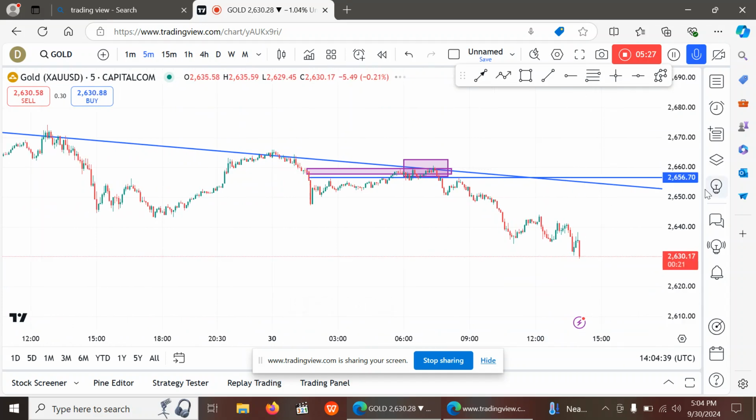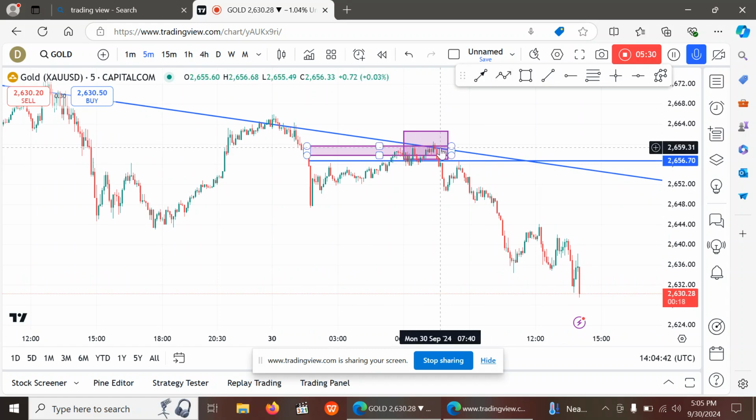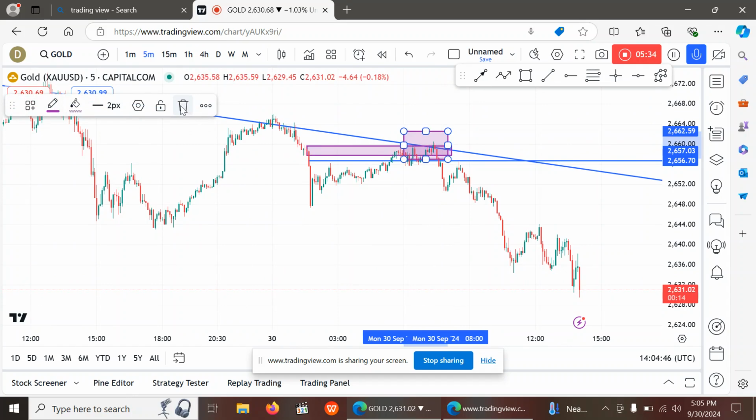I go to the 5 minute. I wait for the market to tap. This was a tap here. So let me clear everything here. This was a tap. Now we are looking for another entry.